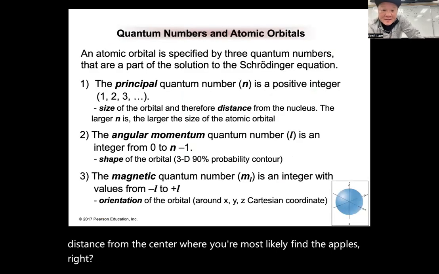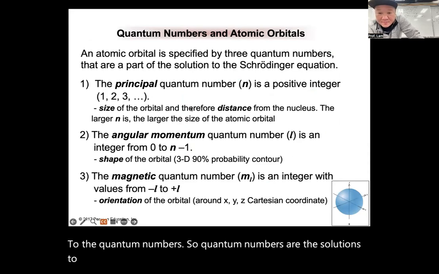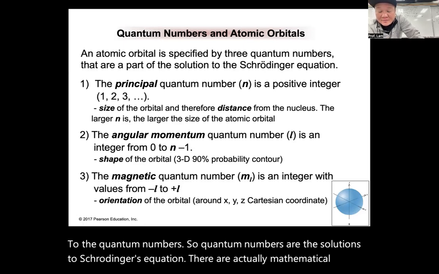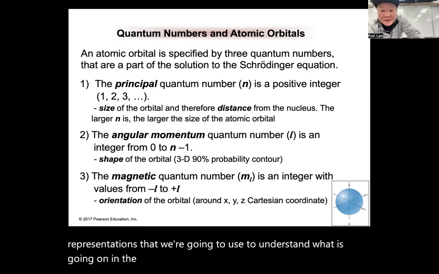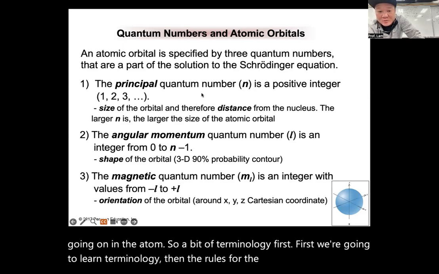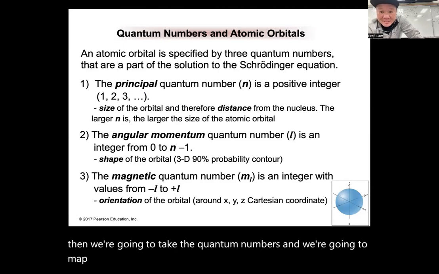Okay. All right, let's move on to the quantum numbers. So quantum numbers are the solutions to Schrodinger's equation. They're actually mathematical representations that we're going to use to understand what is going on in the atom. So a bit of terminology first. First, we're going to learn terminology, then the rules for the quantum numbers, and then we're going to take the quantum numbers and map them onto something that is real that we can imagine, right?